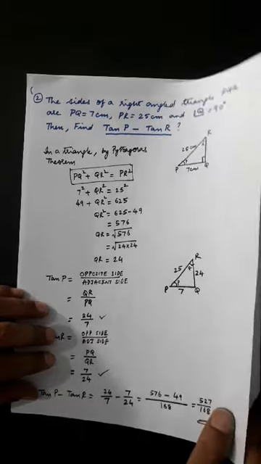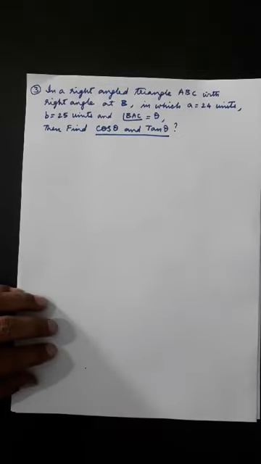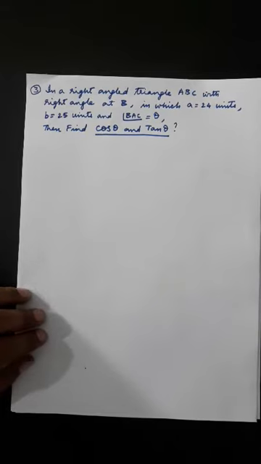Okay, let's go to the third problem. What is the third problem? In a right angled triangle ABC, right angled at B, in which a is 24 units, b is 25 units and angle BAC is theta, find cos theta and tan theta.